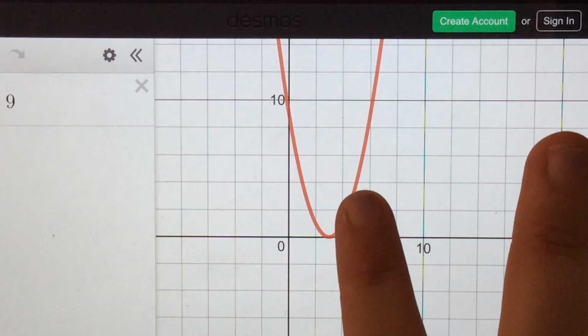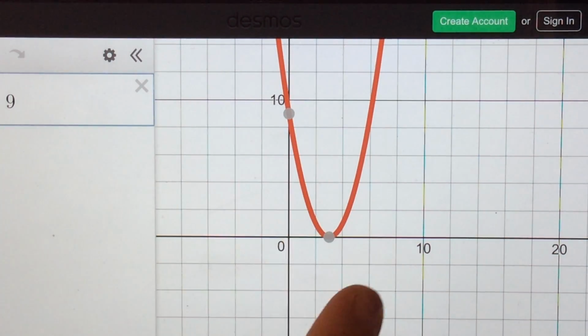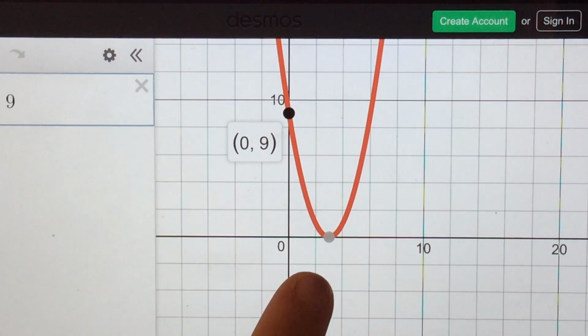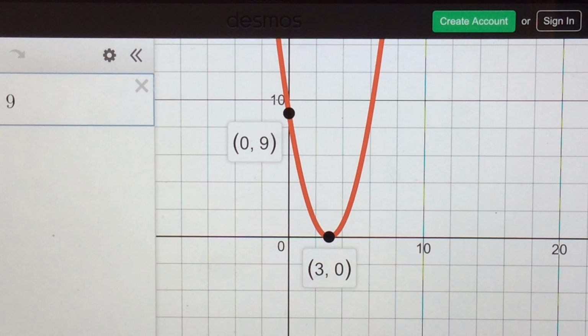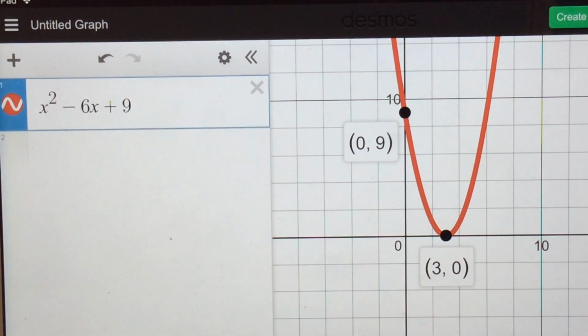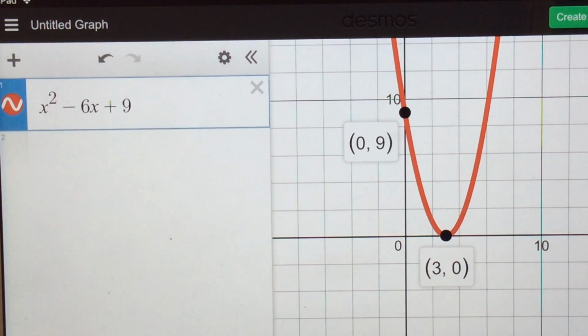Okay, so then you're going to click on it. And you notice that it has those light gray dots. So you're going to go ahead and click on both of those so you can see what the coordinate points are. So this is what you should have on your screen. If you do not, double check your equation. Make sure it's exactly like this, and make sure you typed it in correctly.